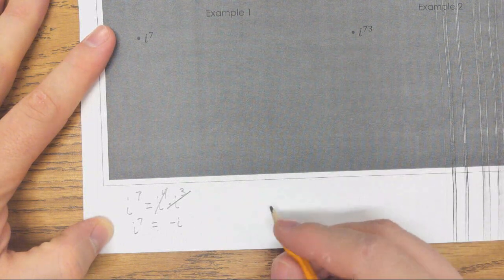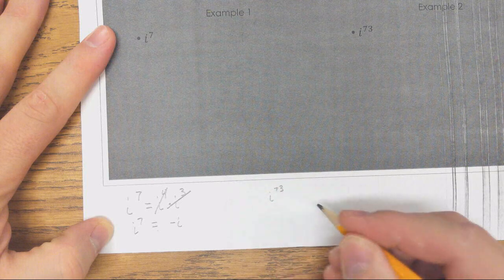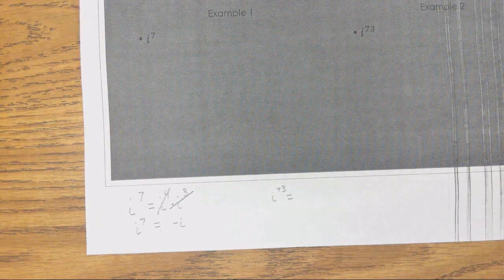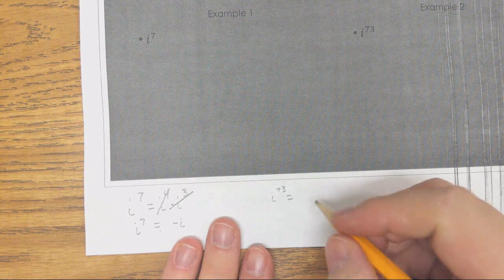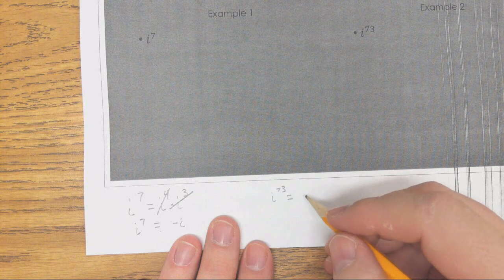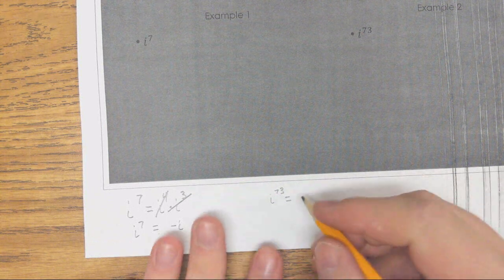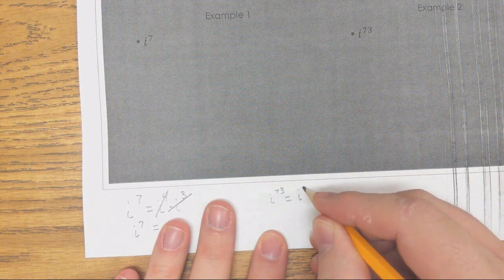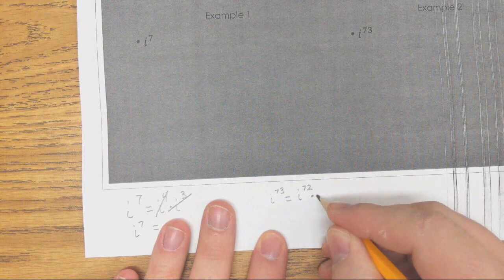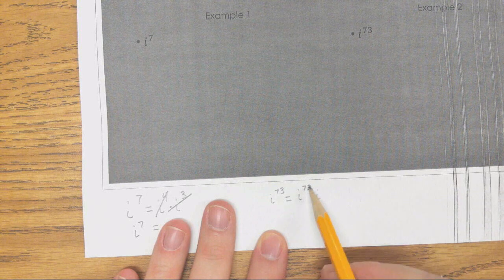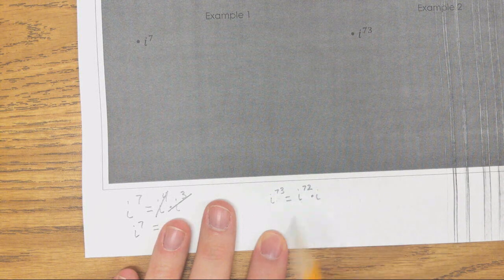Let's do another one. Let's do this one. i to the 73rd. Well, how many times does 4 go into 73? So I'll do 73 divided by 4, and I get 18. Then I do 18 times 4, and I get 72. So I got i to the 72 times i. So i to the 72 times i is i to the 73rd.